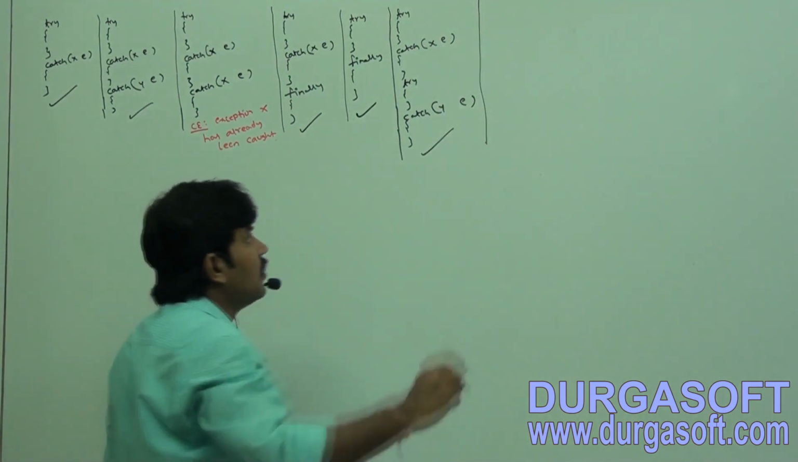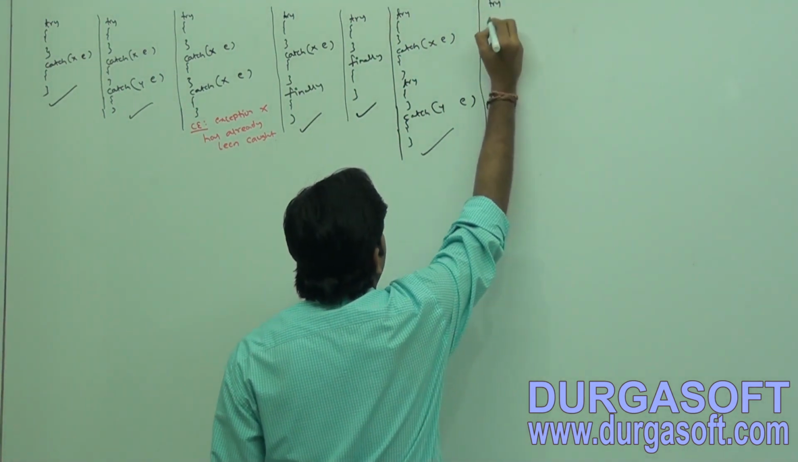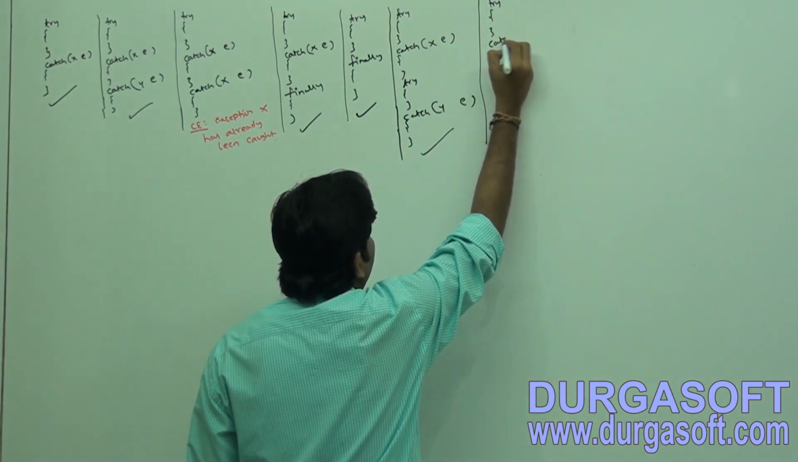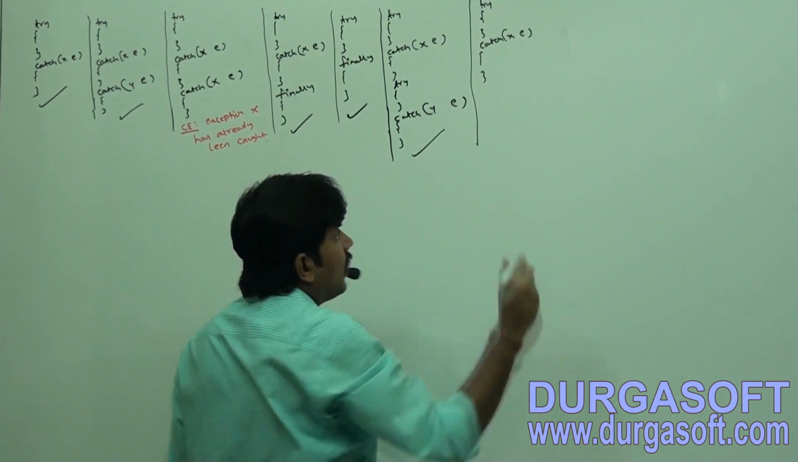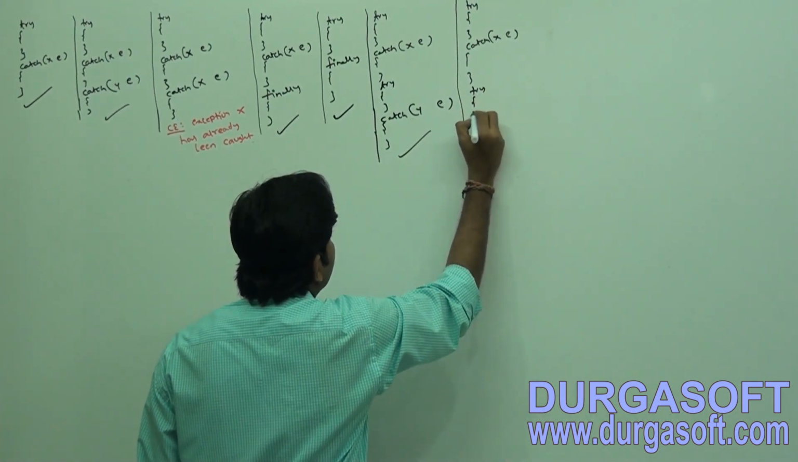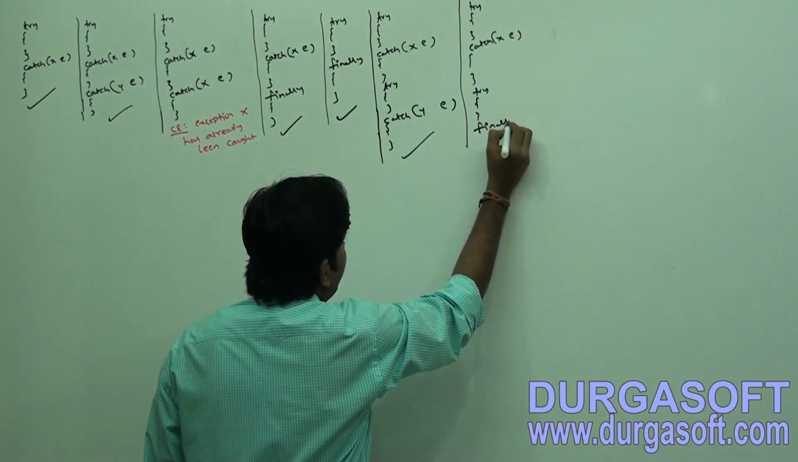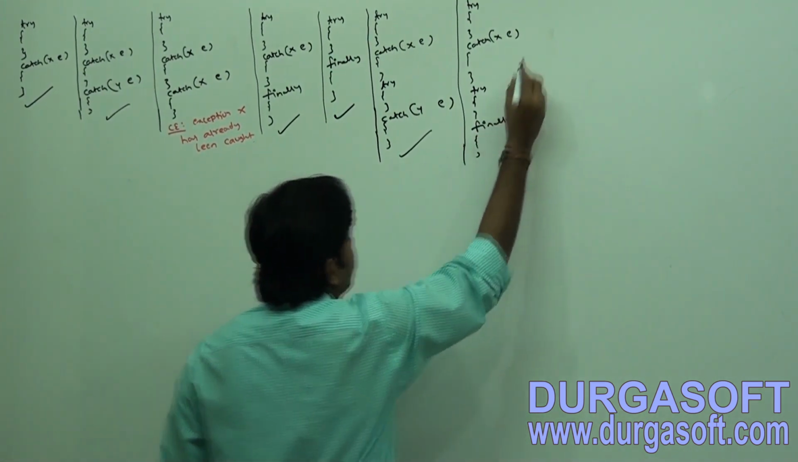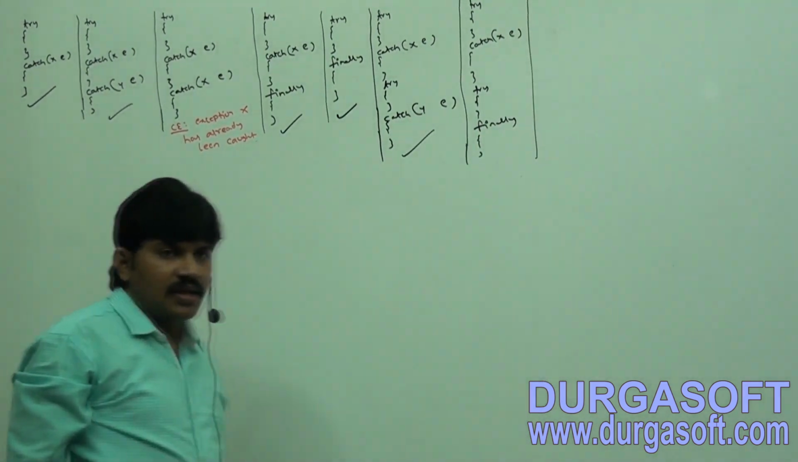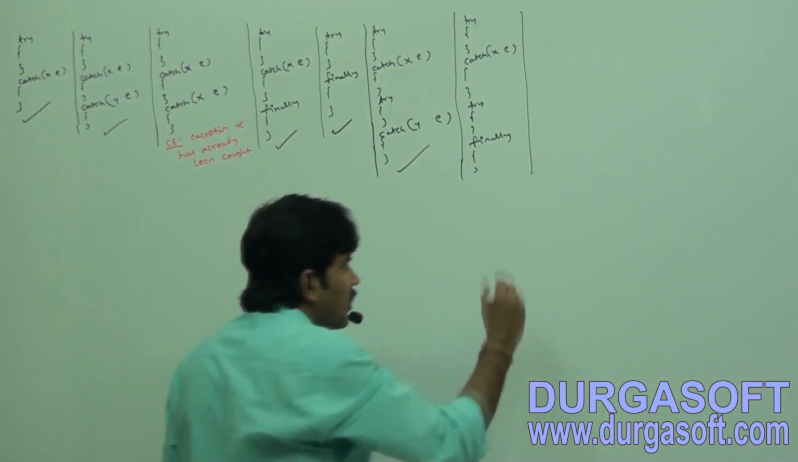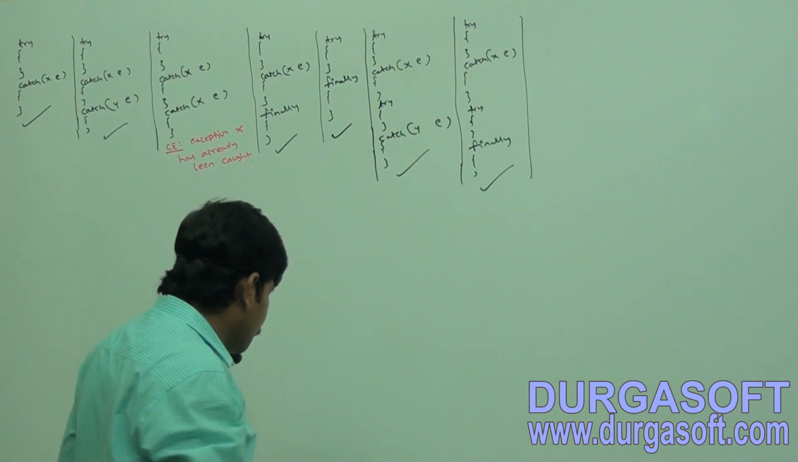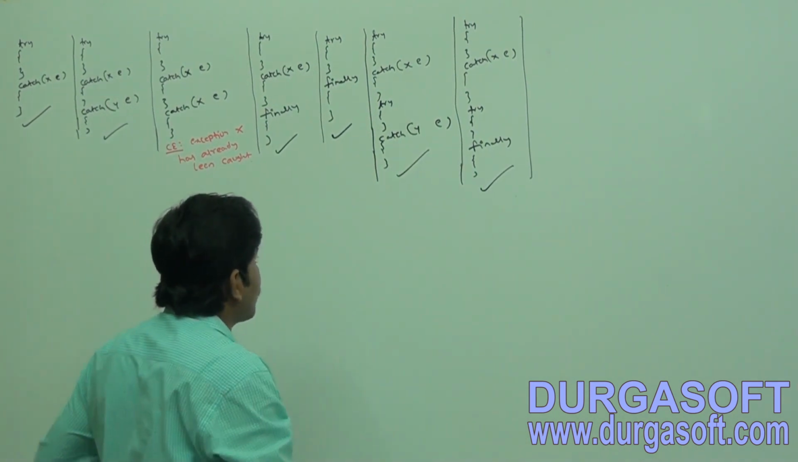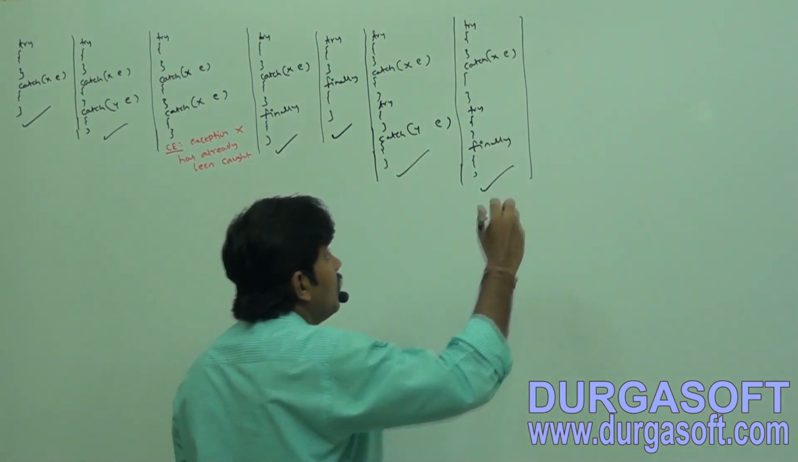Try, catch. Sir, I'm taking try, catch, try, catch, and then try, finally. Is it valid or not? Try catch, try finally. Valid syntax or not? Yes. Try catch, try finally, valid. No problem at all.